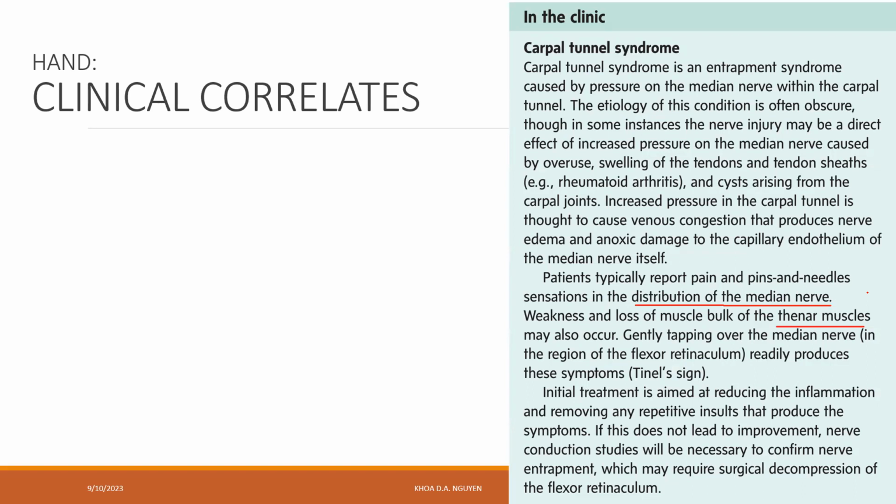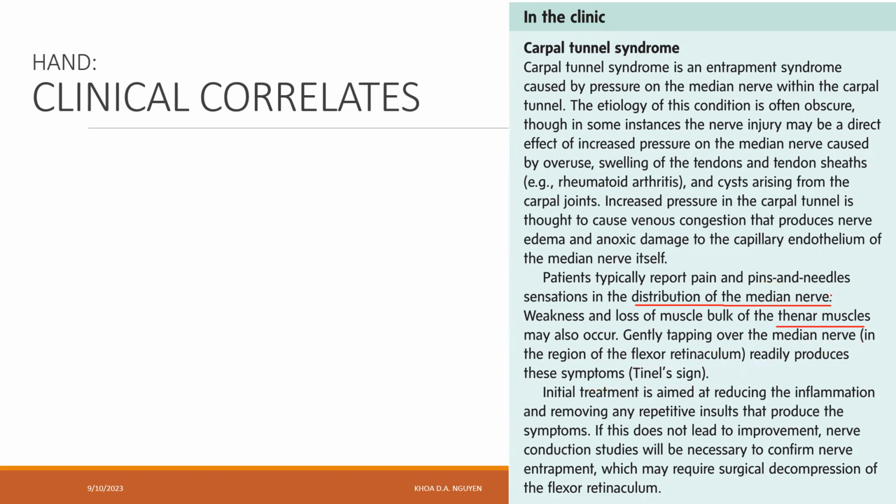So if the thenar muscles, especially the opponens pollicis, are affected, then there would be a whole lot of repercussions for the patients. Now, gently tapping over the median nerve in the region of the flexor retinaculum of the carpal tunnel will produce some of the symptoms. So it will increase the pins and needles feelings in the distribution of the median nerve.